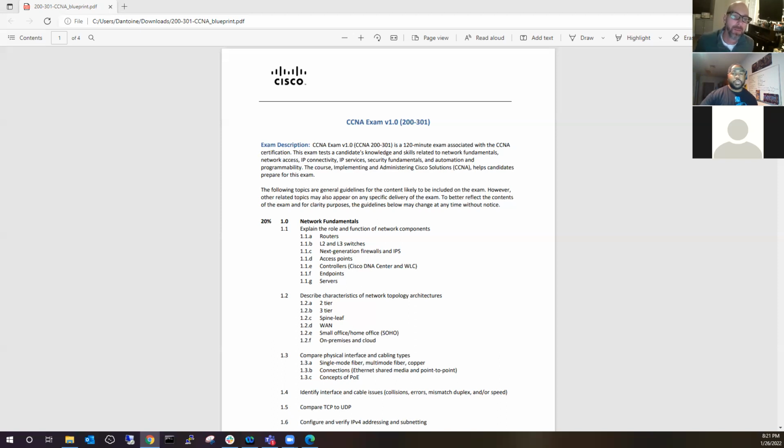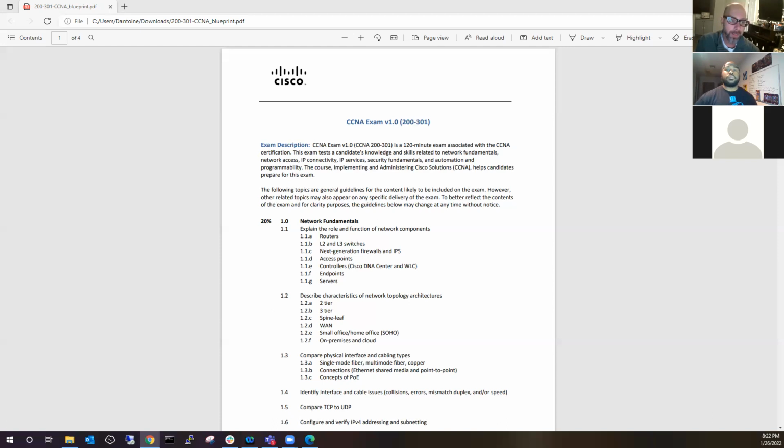Okay, so now we're talking about L2 switches. Let's go ahead and take a detour before we jump to L3. What are the 3 basic functions of a switch? Forward, filter, or flood. Explain.